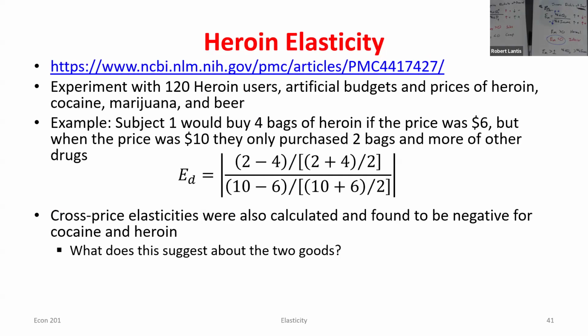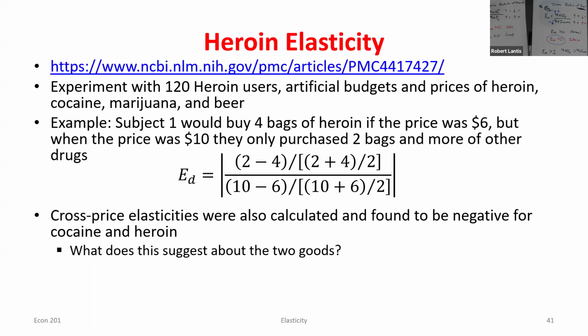So they were kind of interested in, for whatever reason, do we have substitute or complementary use in heroin and these other products? They did cocaine, marijuana, and beer. And they measured, okay, at these artificial prices, how much do these actual heroin users tell me they would buy if they had that much money? They then changed the prices of these different goods so that they could measure cross-price elasticities. They could also measure the price elasticity of demand.